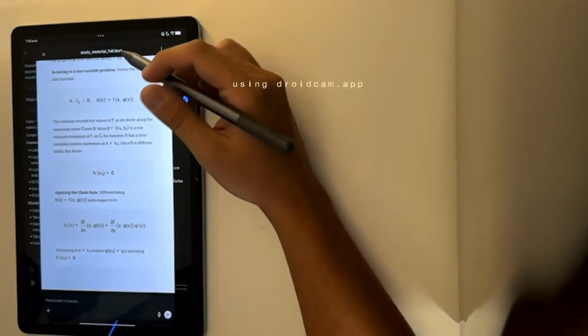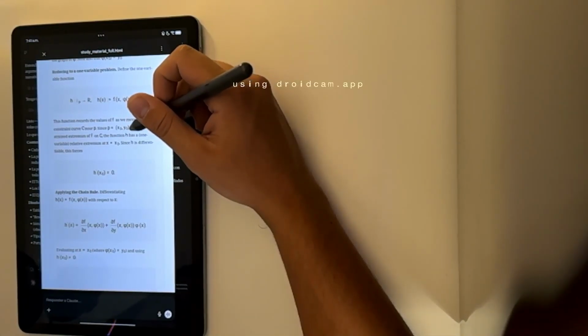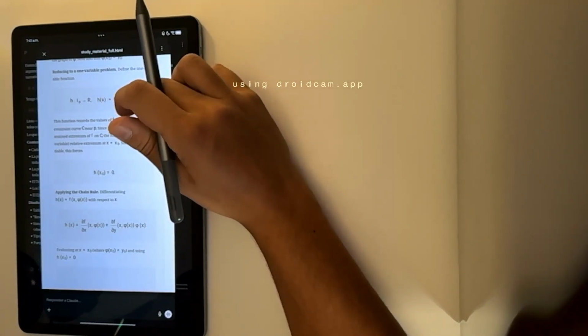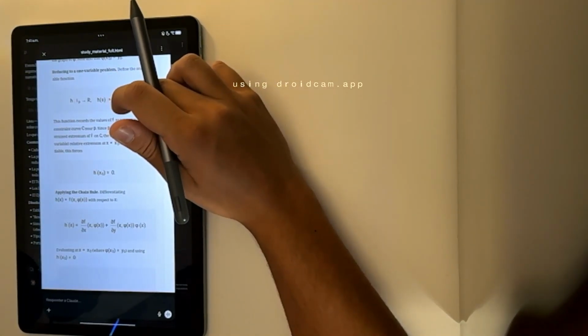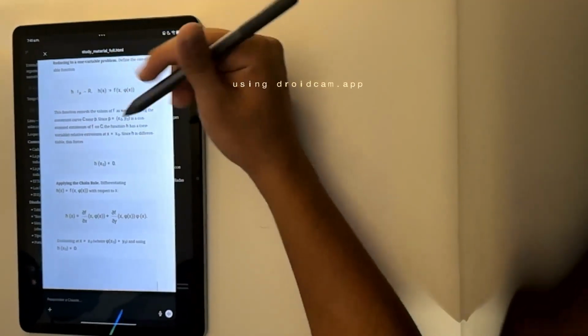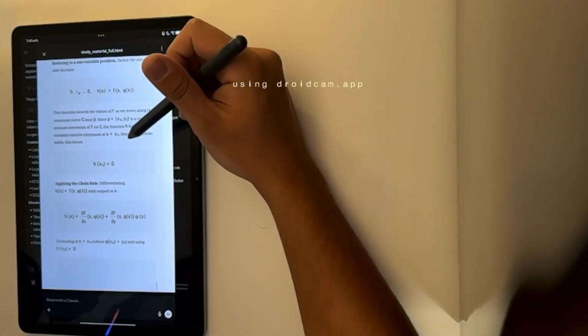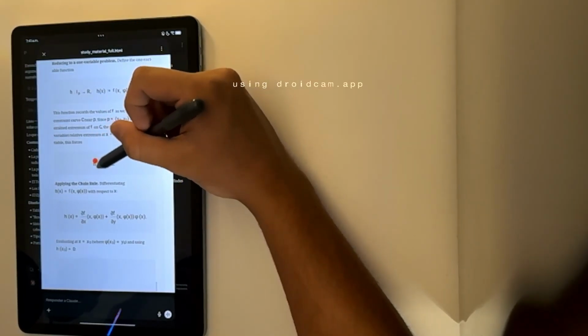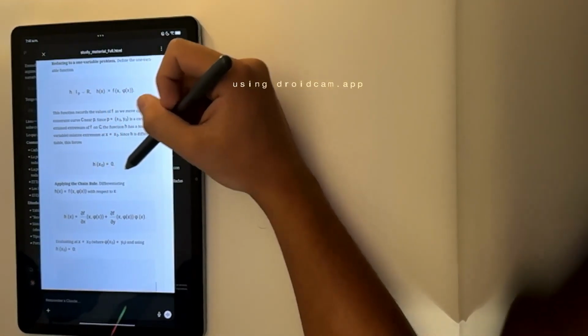Since P equals (x0, y0) is a constrained extremum of f on C, the function h has a relative extremum at x equals x0. Since h is differentiable, this forces h prime of x0 equals 0.